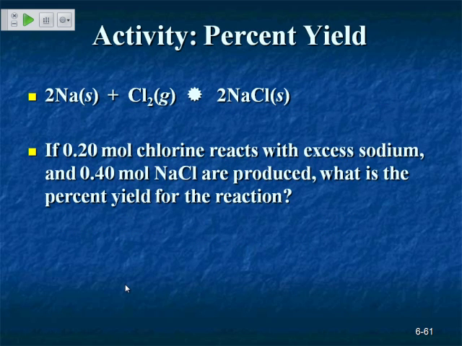So let us look at a chemical reaction here. Sodium chloride formation, the balanced equation is given there. If we have 0.2 moles of chlorine reacting with excess sodium, you don't even have to worry about who is the limiting reactant. It is clear from that sentence, right? If sodium is in excess, the limiting reactant is chlorine. So you have 0.2 moles of chlorine and 0.4 moles of NaCl are produced. What is the percent yield?